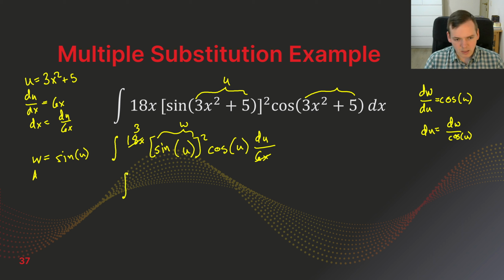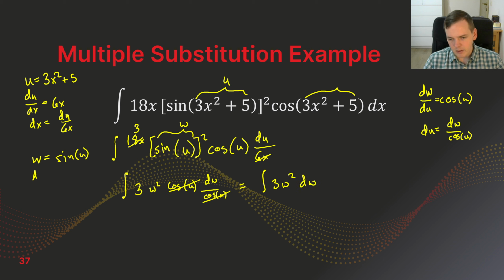And that gives us the expression 3w squared cosine u times dw divided by cosine of u. Cosine of u cancels, and we're left with the integral of 3w squared dw, which is equal to w cubed plus c. Now we just have to go back and substitute things in.